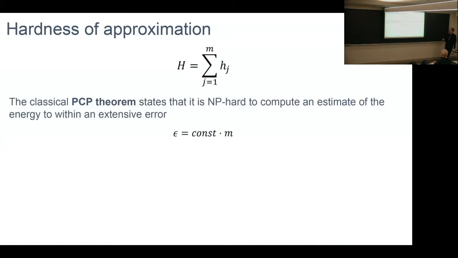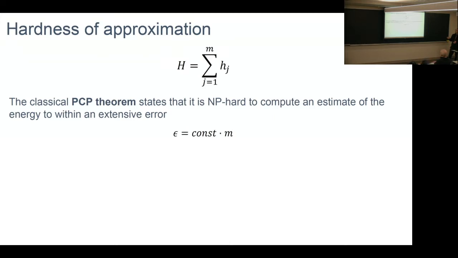And so now I'm going to talk a little bit about hardness of approximation, where we're going to slowly connect a little bit to the subject matter of this talk. So now we're asking about not computing a precise estimate of the ground energy, but instead asking for an approximation. We have our local Hamiltonian, but we're already dead in the water in a way, because we know from the classical PCP theorem that it's NP-hard.